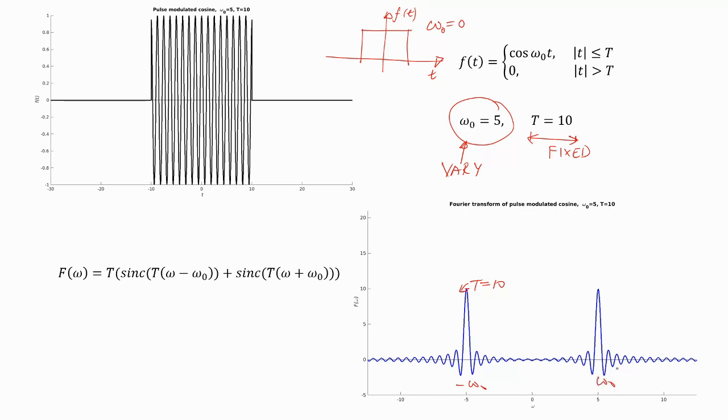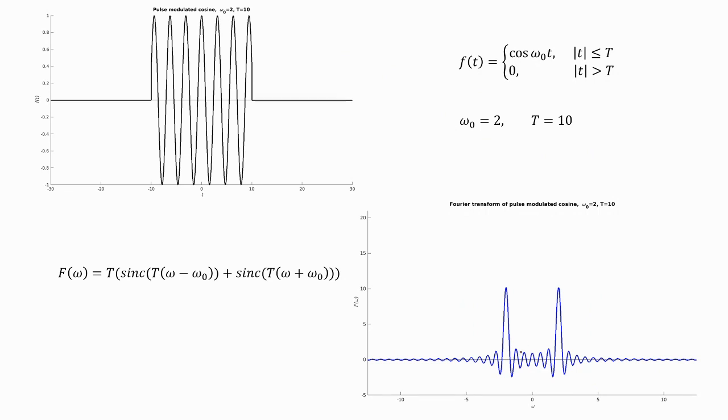So let us decrease the value of omega naught, and now we see that these two peaks are closer to each other, and the signal has a smaller frequency within the time interval minus t to t because I have decreased the value of omega naught. Now if I further decrease the value of omega naught, then these two peaks in the Fourier transform will come even closer.